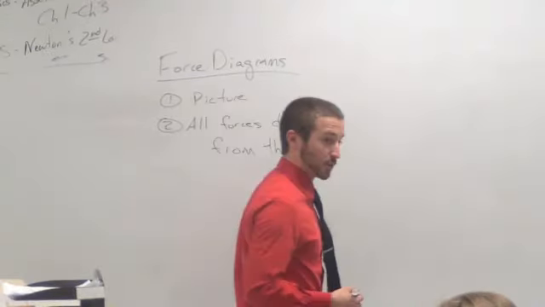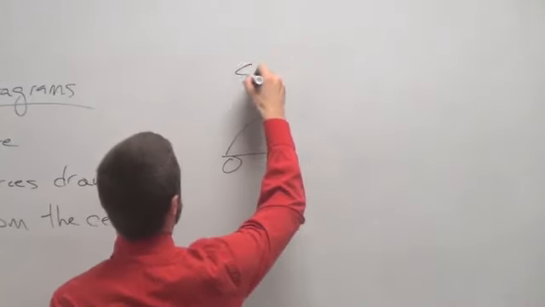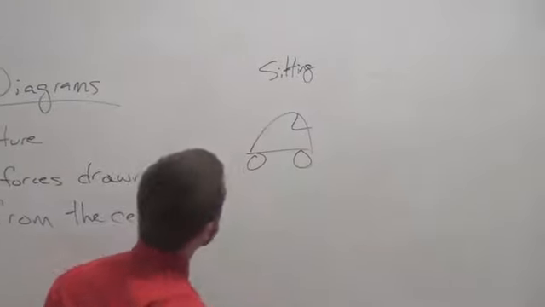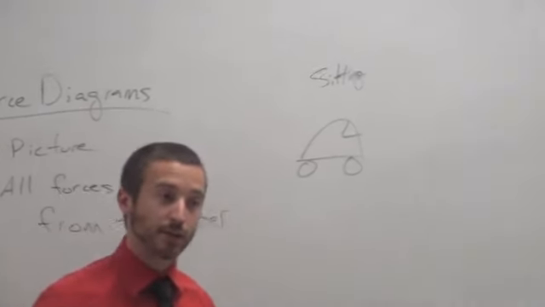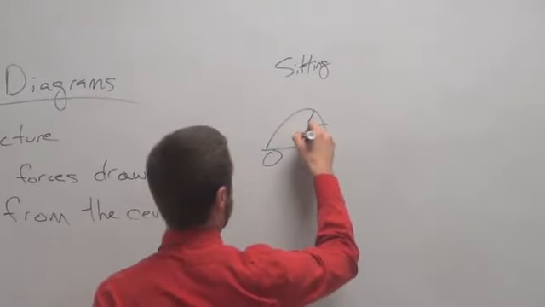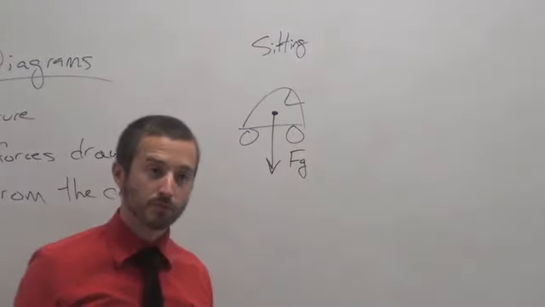All right, so let's do some basic ones here. Let's say I have a car just sitting there. So I've drawn the picture. Now help me out with the forces. What forces are acting on here? Gravity, of course. So I'll draw from the very center, draw that straight down and label it FG.